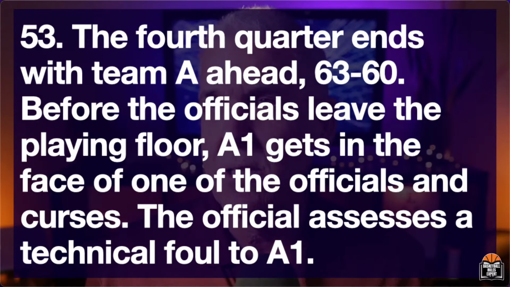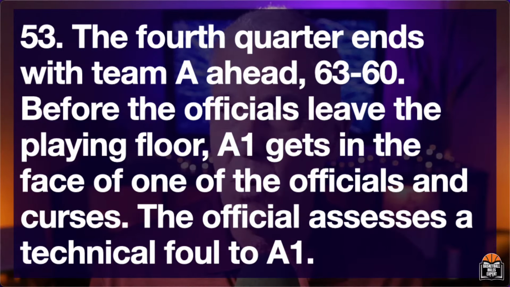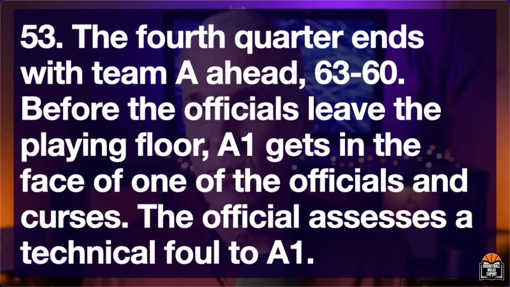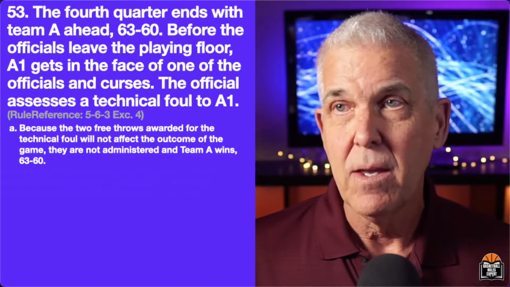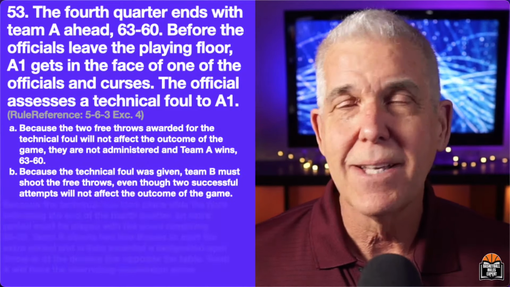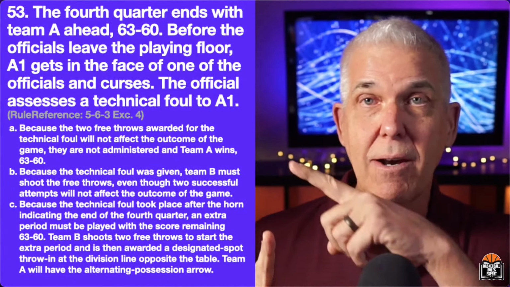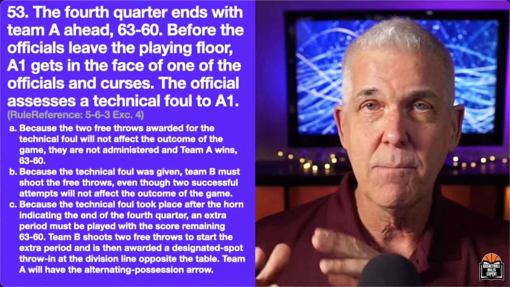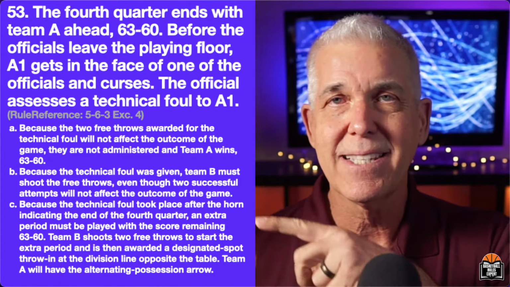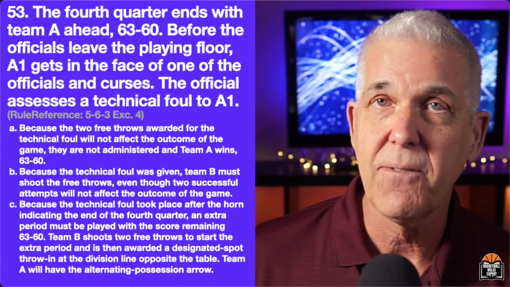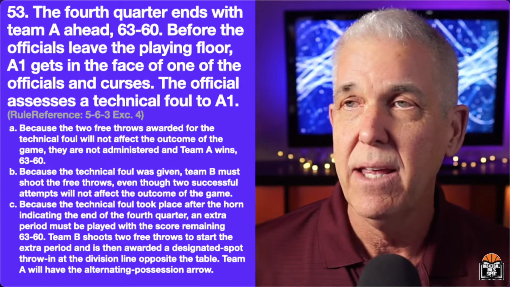53. The fourth quarter ends with Team A ahead 63-60. Before the officials leave the playing floor, A1 gets in the face of one of the officials and curses. The officials assess a technical foul on A1. A, because the 2 free throws. Let's just talk about the scenario, right? So we are assessing, even after the game has ended, before we have left the visual confines, we have jurisdiction. We are assessing a player technical. This could be considered a flagrant technical, depending on the gravity.